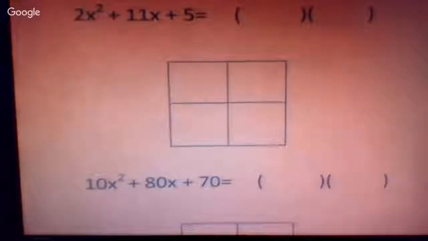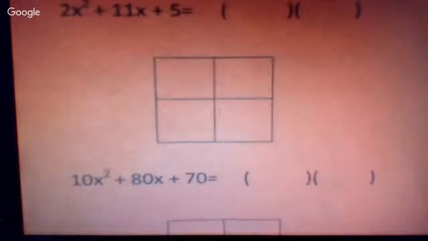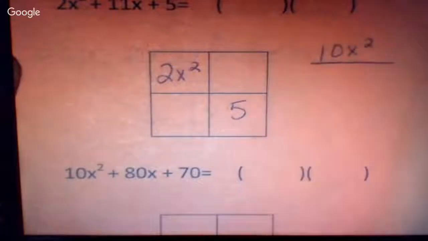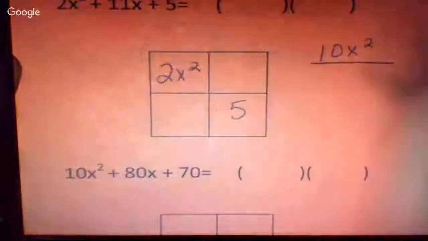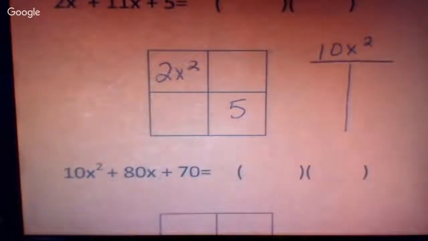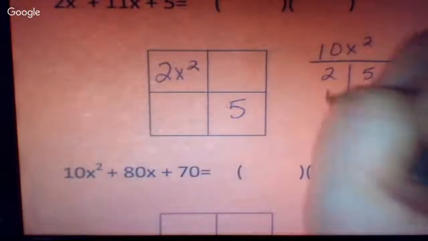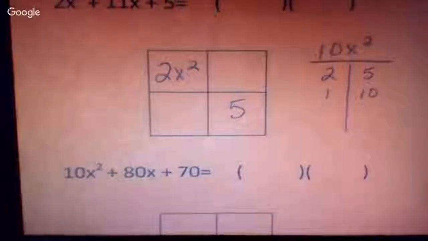Take a look at this one. Do I have a greatest common factor? No. So we've got 2x squared and a 5 down here. When I multiply them together, we get a what? 10x squared. Okay, because my middle term is positive, both of my numbers are going to be positive. What are factors of 10? 2 and 5. 1 and 10. Which ones go together to give me 11? 1 and 10. So we've got a 1x and a 10x.